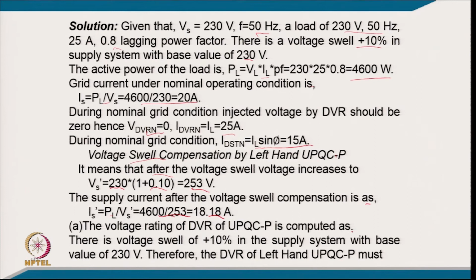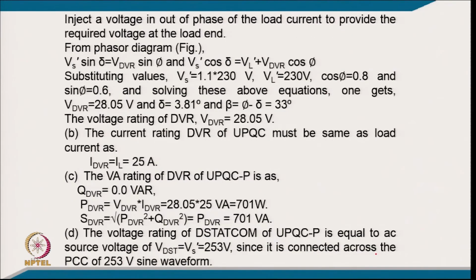So, the voltage rating of DVR for UPQC is computed as follows. Since there is a voltage swell of 10% in the supply system with base voltage of 230 volt, the DVR of left hand UPQC must inject the voltage out of phase of the load current to provide the required voltage at the load end, and from the phasor diagram we can calculate that V sin delta equals V DVR into sin phi. So, putting the values here we can find that V DVR equals 28.05 and the angle beta comes to 33. I mean that beta is phi minus delta, already calculated.